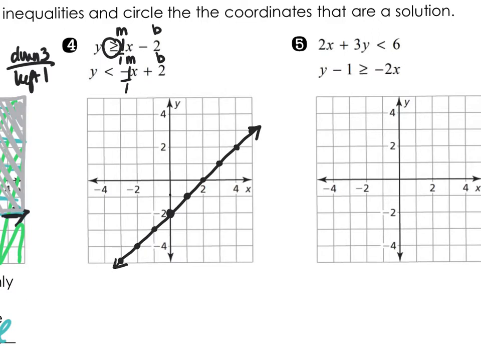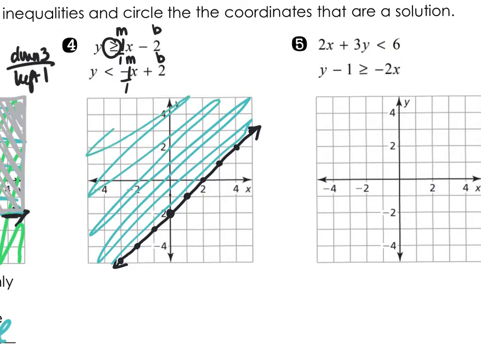Okay, and then for shading on this one, it says greater than. So greater would be above the line. Shade kind of lightly, that way you can make that overlap area more emphasized.